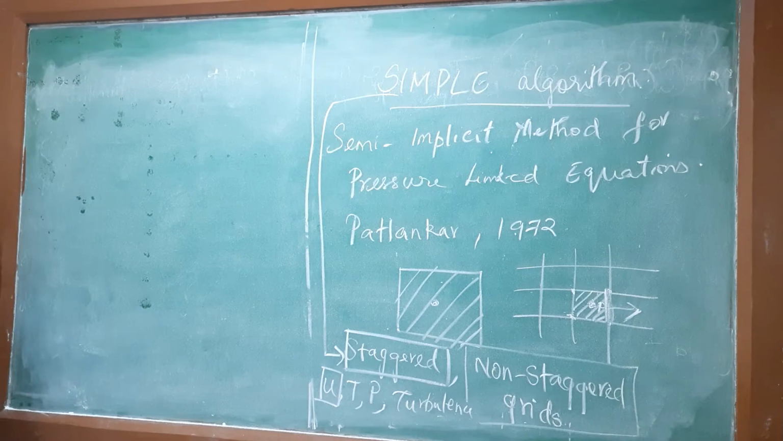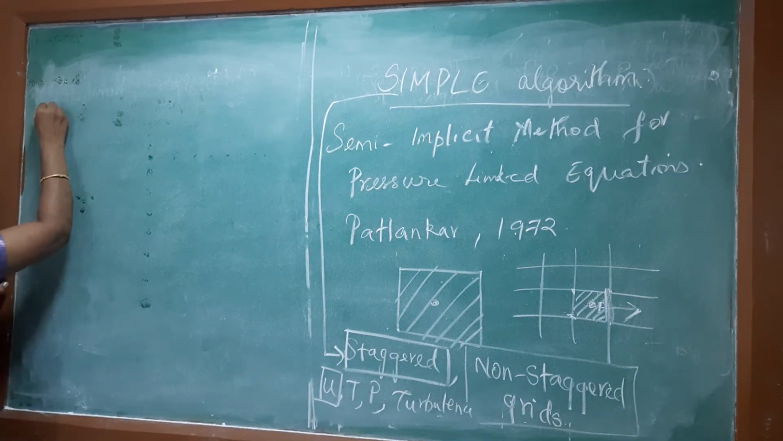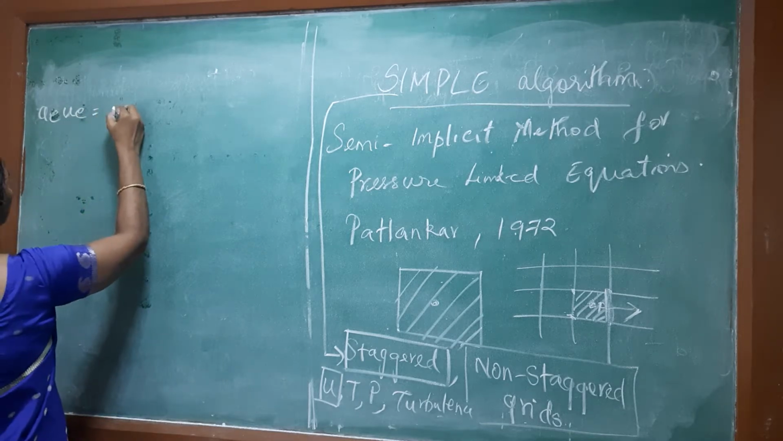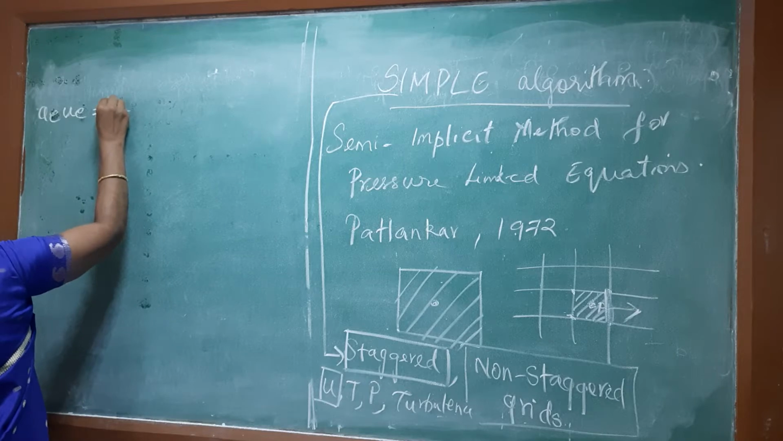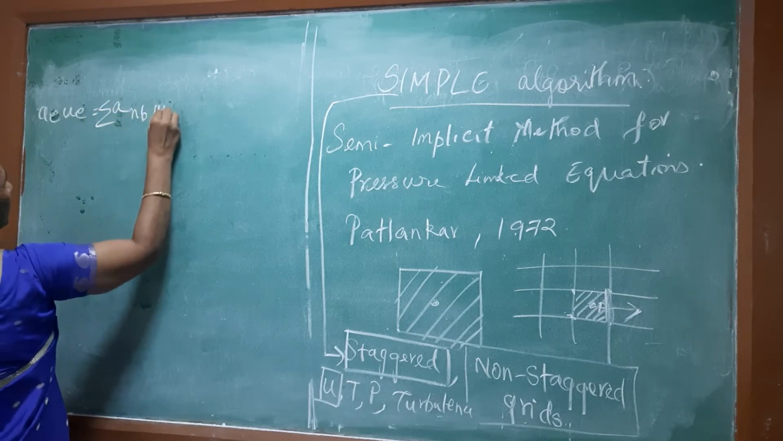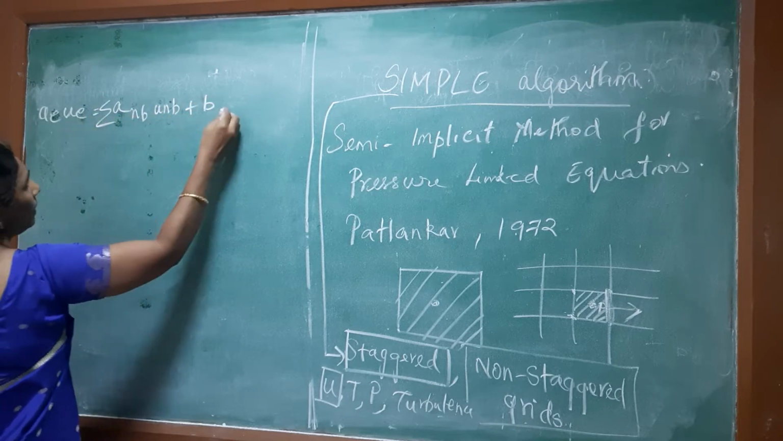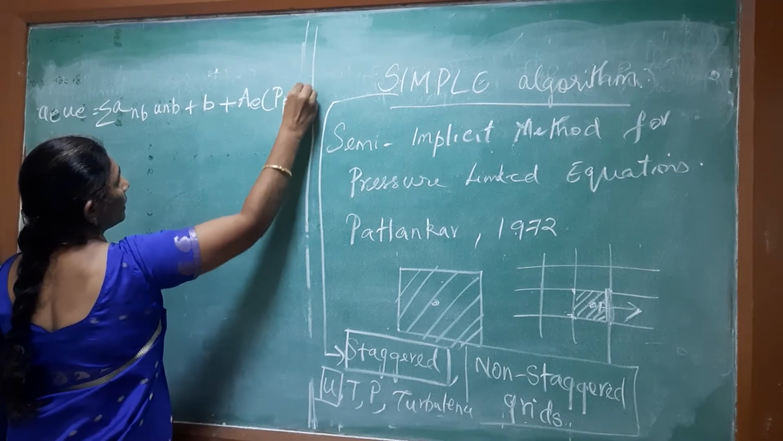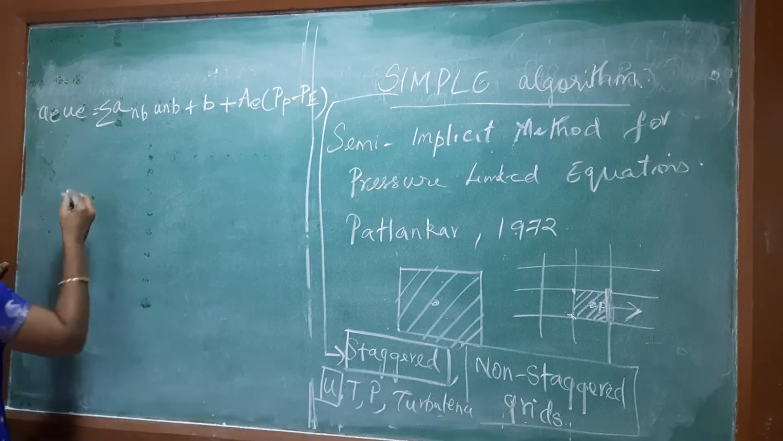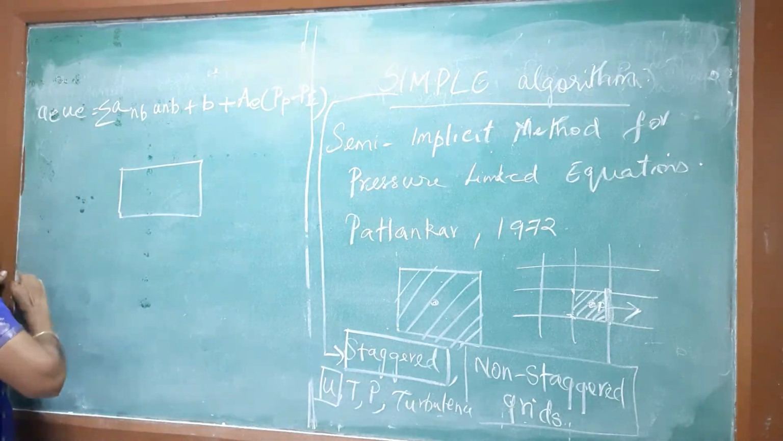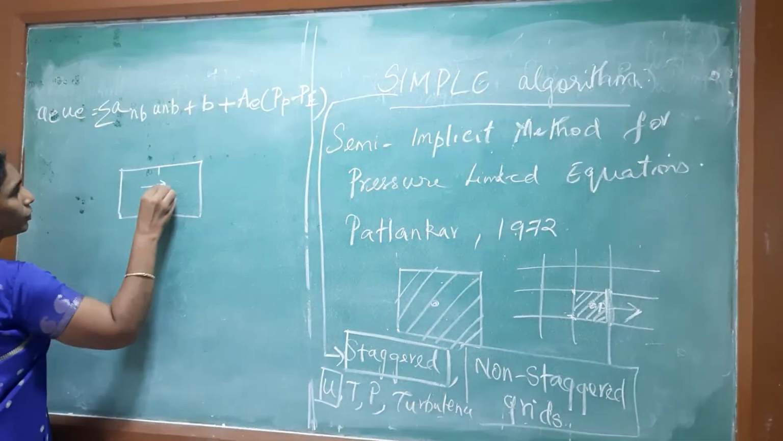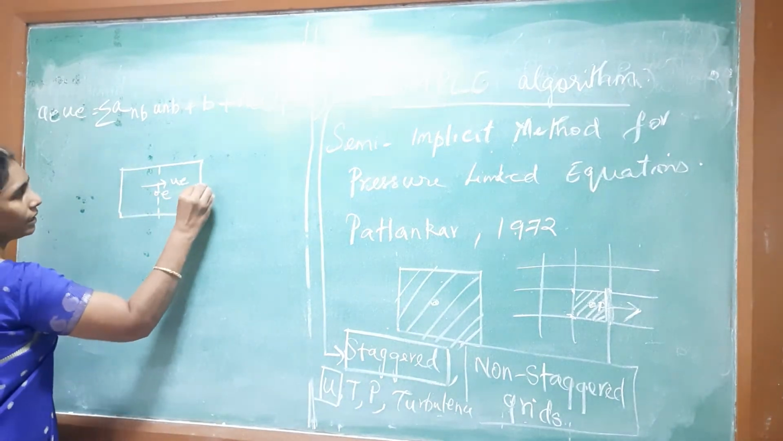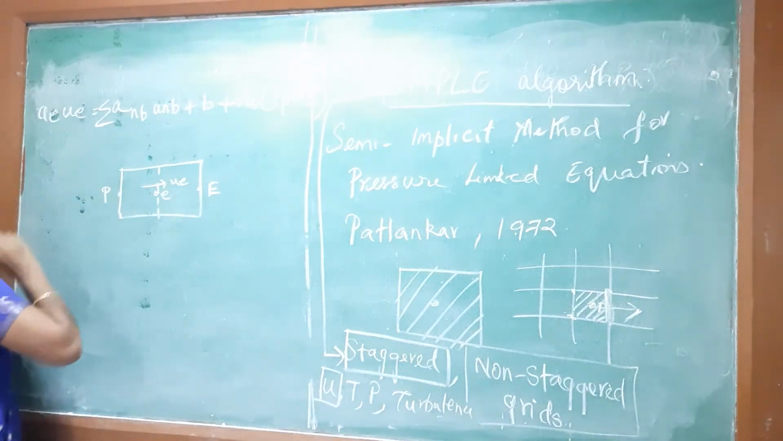Now I am going to write the discretized equation form. aE uE equals sigma aNB uNB plus b plus aE (PP minus PE). Let me take this control volume and assume there is a flow in this direction, which is uE. This point is small e, this is uppercase E, and this is P.